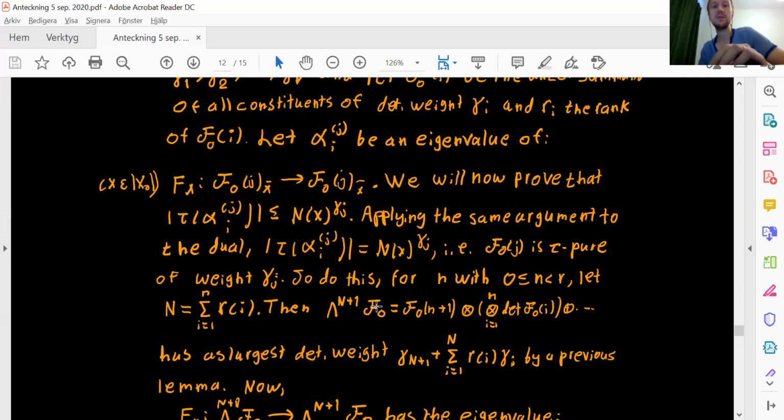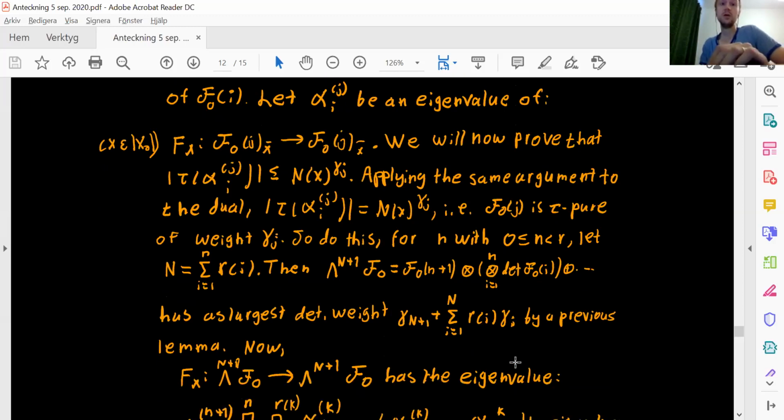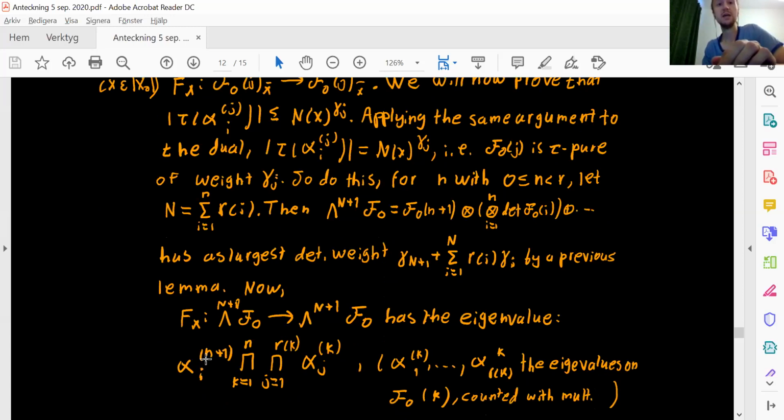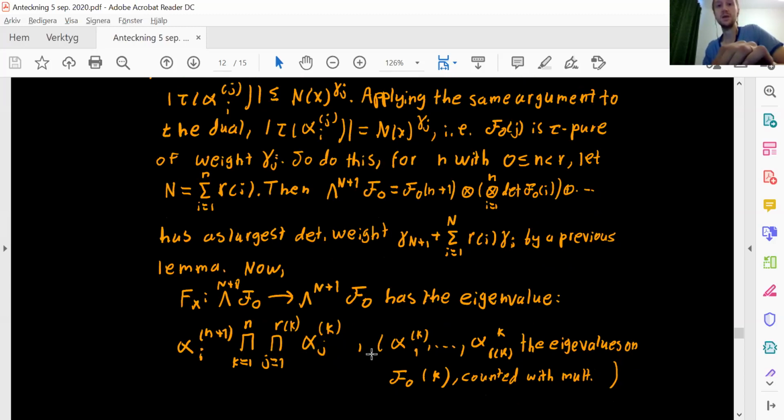And then from a previous lemma, we can see this has largest determinant weight gamma n plus 1 plus the sum from i from 1 to n of ri gamma i. Now, you can then see that the Frobenius acting on this exterior power here will have the eigenvalue alpha i n plus 1, then product from k from 1 to n, the product from j from 1 to the rk of alpha j k. And here this is alpha 1 k to alpha r k. Okay. This is precisely the eigenvalues of the Frobenius acting on the kth component of this.